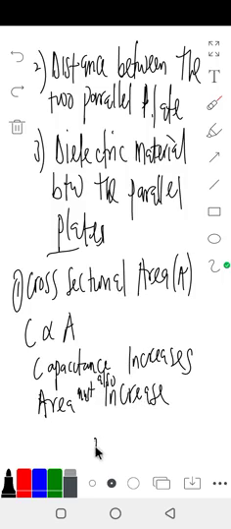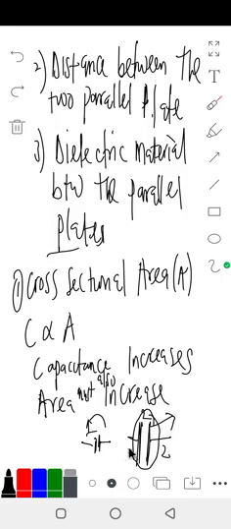For example, look at these two parallel plates. Which one has larger area? This is case 1, this is case 2. Case 2 has larger cross-sectional area. That means case 2 will store more charges than case 1, because its area is larger.